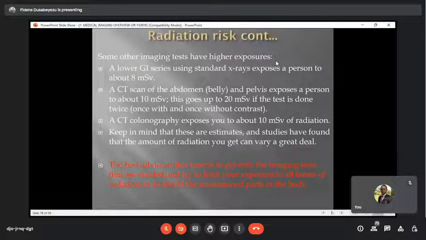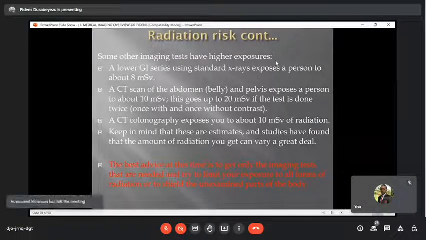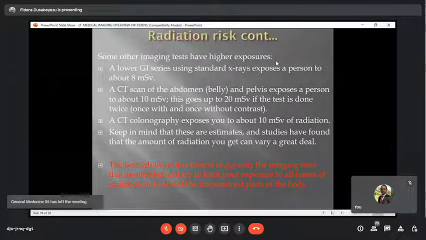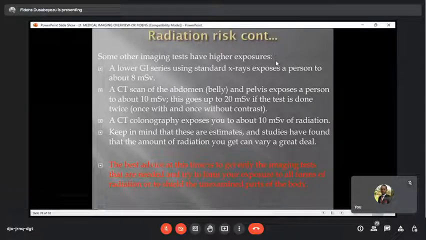Some other imaging tests have high exposure. For example, lower GI studies like barium enema or barium follow-through can expose a person to about 8 millisievert. It is no longer 0.something; it's a lot. A CT scan of the abdomen or pelvis can expose the patient to 10 millisievert. That can go up to 20 millisievert if the test is done twice.